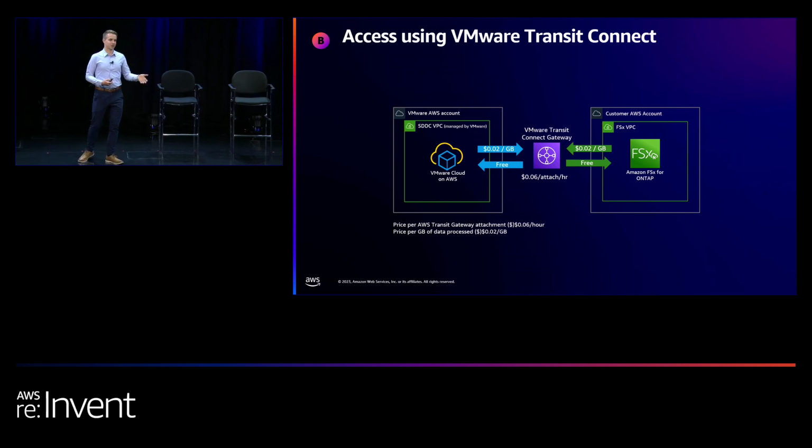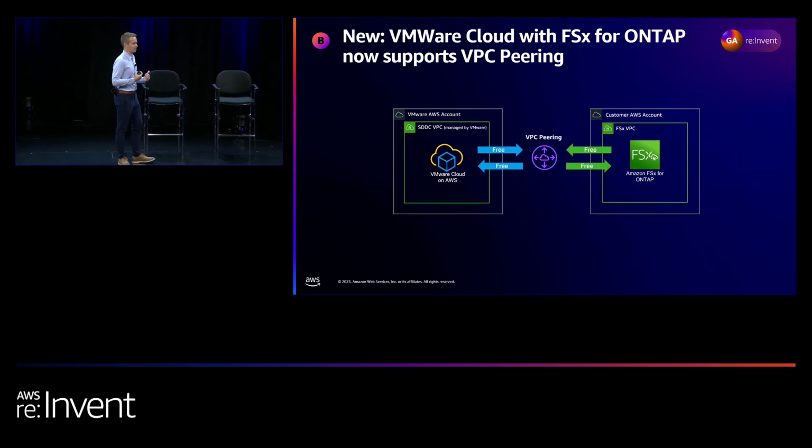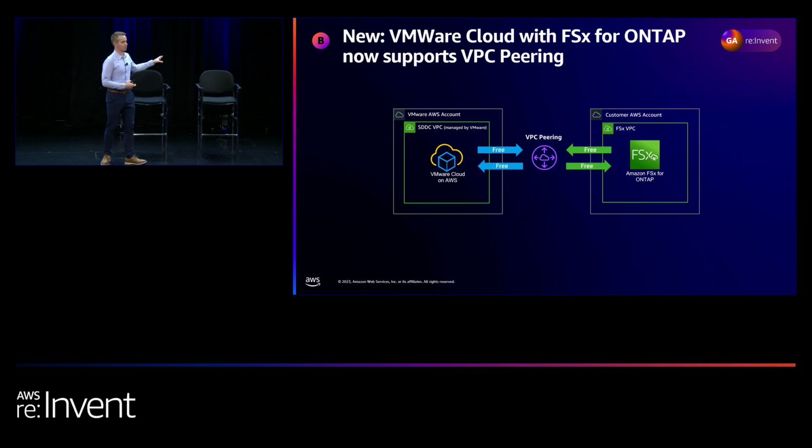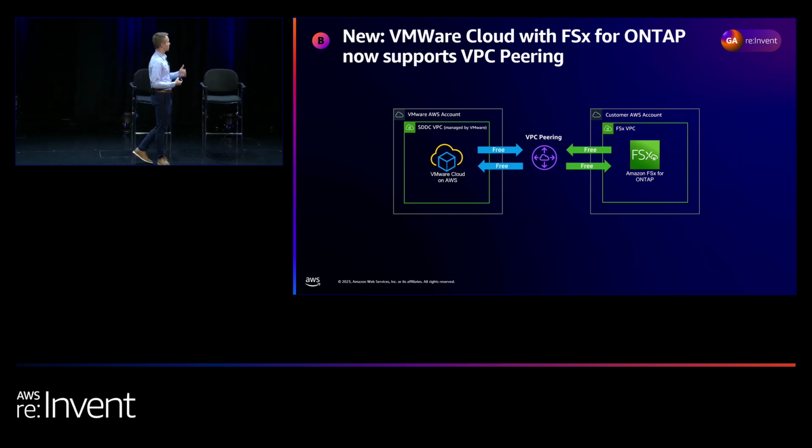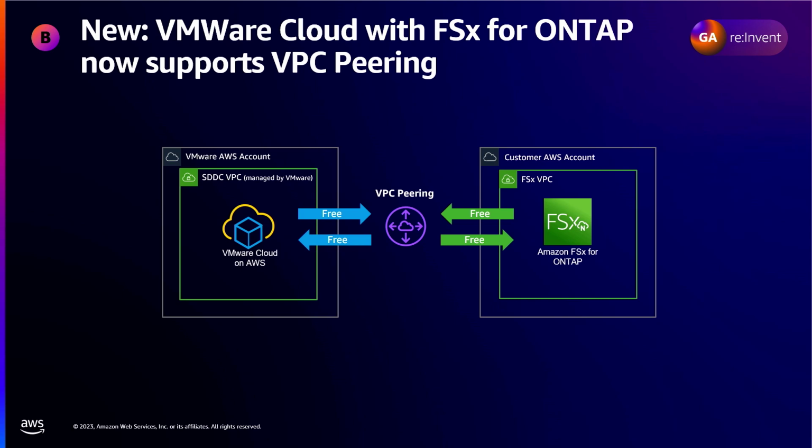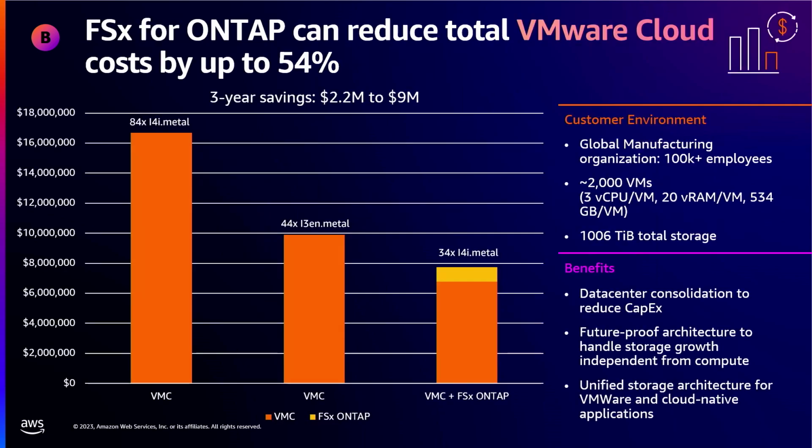Well, just earlier this month, VMware announced a new capability which allows customers to bridge their VMware environments and FSX using VPC Peering. The main difference between VPC Peering and Transit Gateway, for the purpose of this dialogue, is that there's no data transfer cost with VPC Peering. So what this enables customers to do is to have a much lower cost point if they want to leverage VMware Cloud with independent storage. And the cost savings are pretty significant.